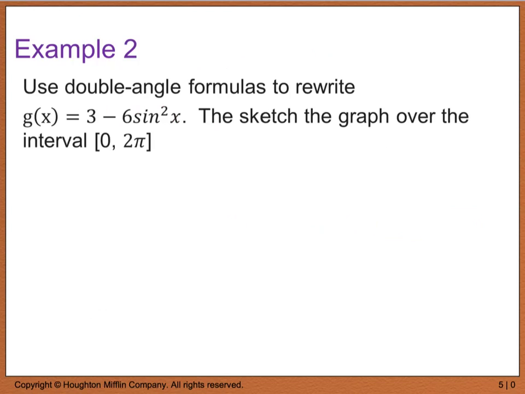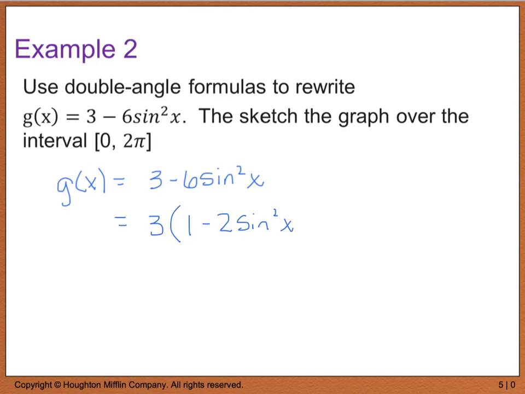Example 2 wants us to use a double angle formula to rewrite g of x equals 3 minus 6 times sine squared of x. Then we're going to sketch the graph over the interval from 0 to 2 pi. So, using the 3 minus 6 sine squared x, the first thing I've noticed is I can factor a 3 out of both. So if I factor a 3 out, we're left with 1 minus 2 sine squared x. And 1 minus 2 sine squared x, if you look at your double angle formulas, is really a cosine value. So I have 3 times the cosine of 2x.